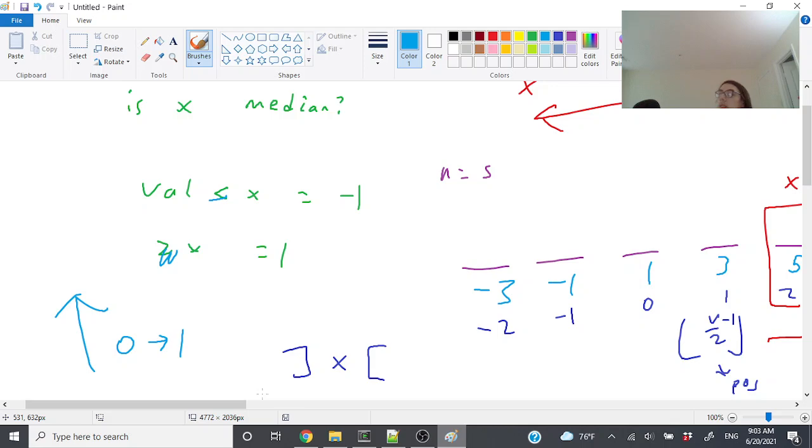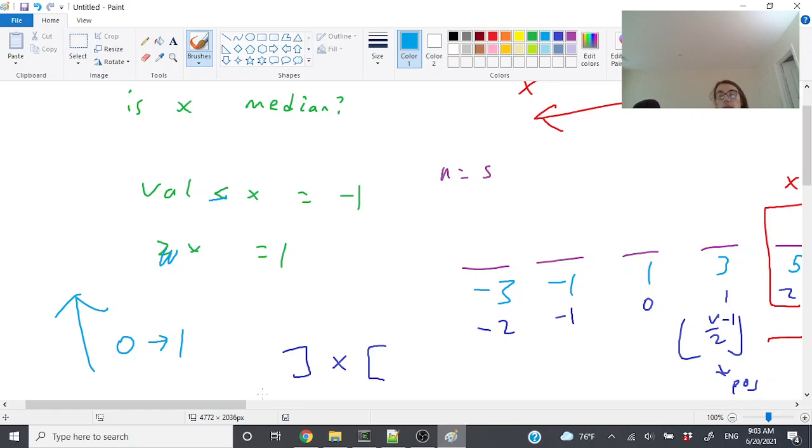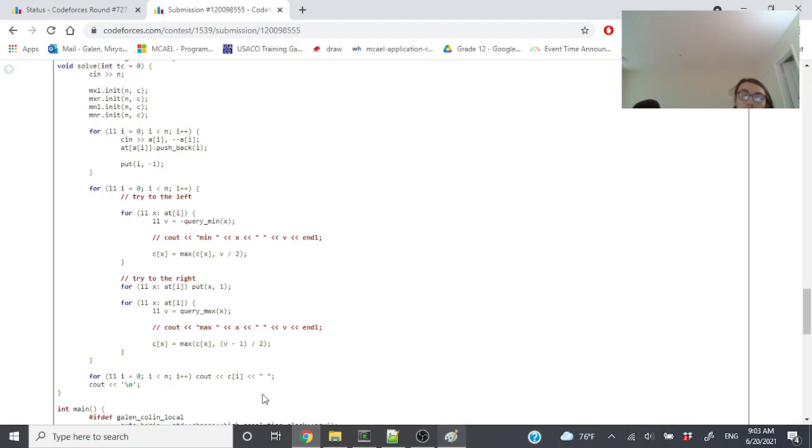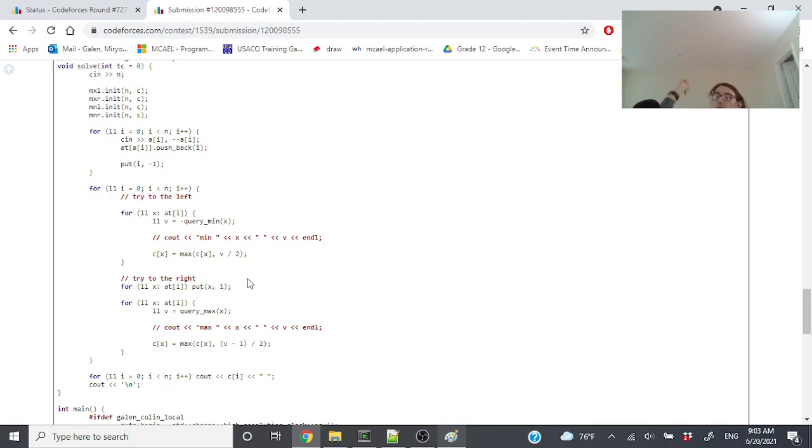Wait. What? Wait. Yes. The value is less than or equal or -1. So this is actually to the right. So these comments are wrong, my mistake. So this should be to the right. To the right, we set less than or equal to -1, because we want x to be the farthest to the right of all the values that are the same. So values that are the same will be considered less than it.